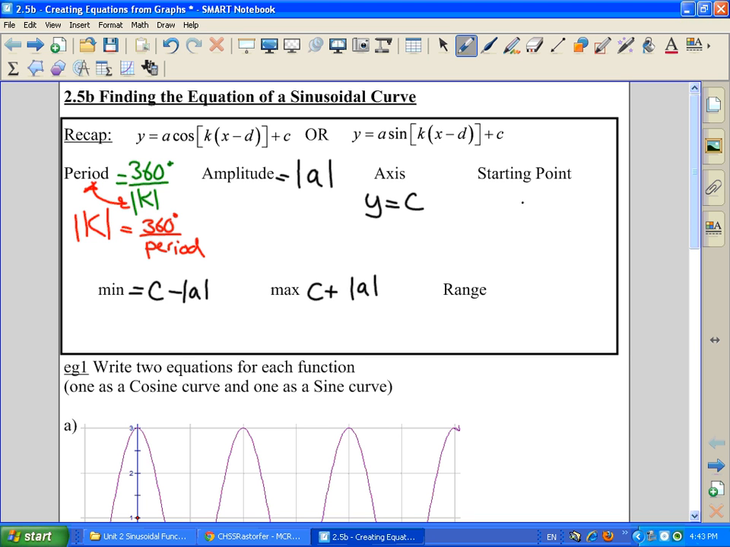Your starting point is D, and your range is the longer one. Remember, y belongs to a set of real numbers such that you take your minimum and your maximum.